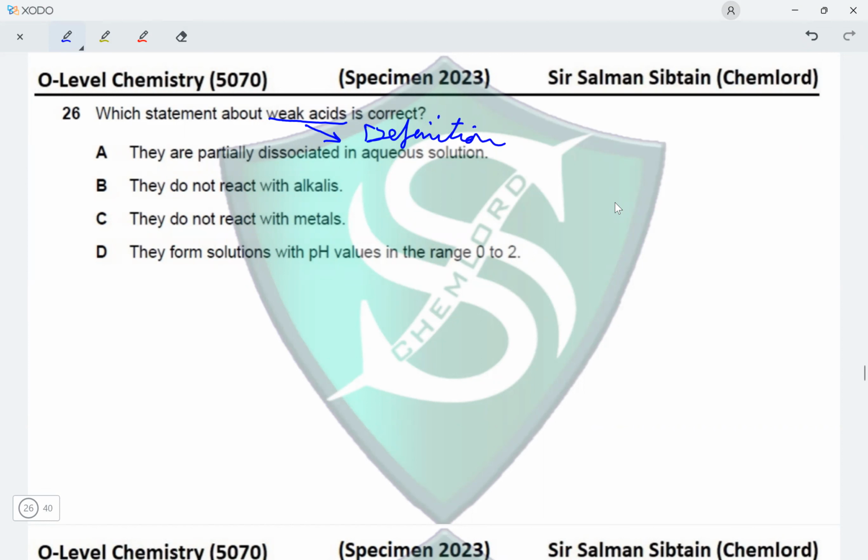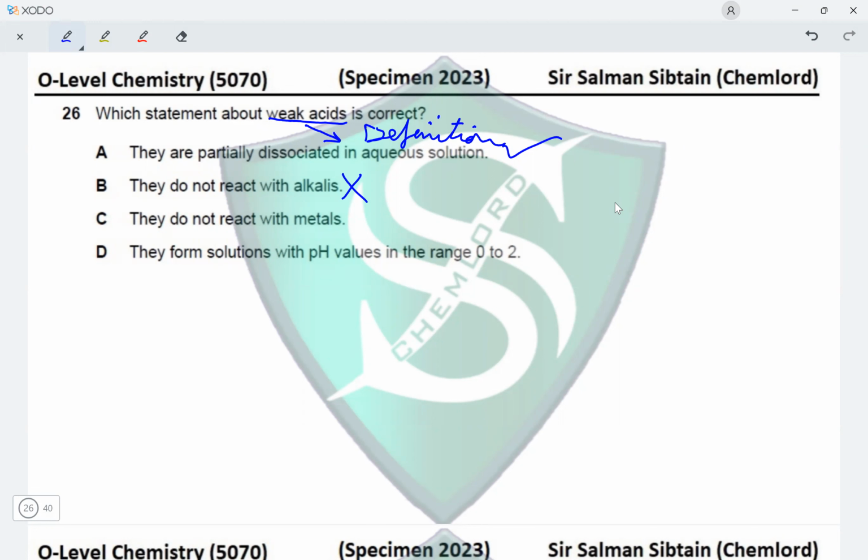So option A is definitely correct since it defines what a weak acid is. Option B, they do not react with alkalis. An acid, whether it is strong or weak, will react with alkalis. So option B is incorrect.